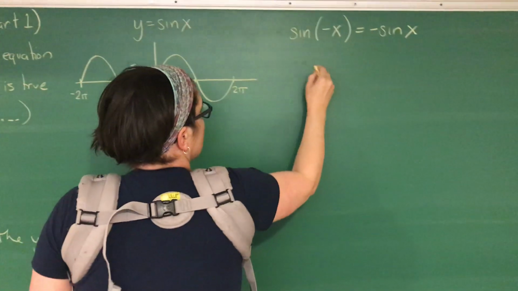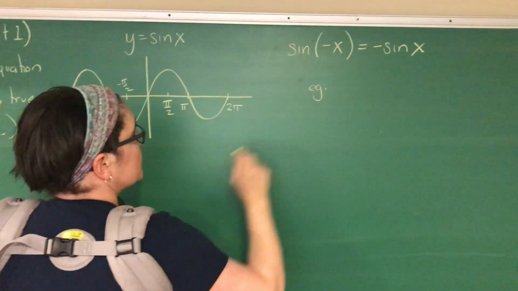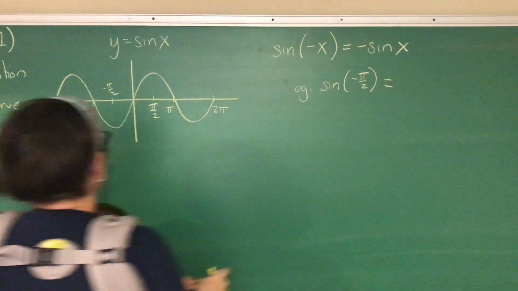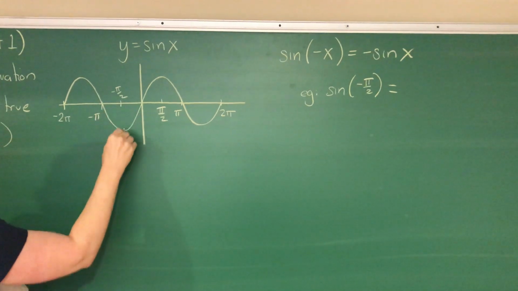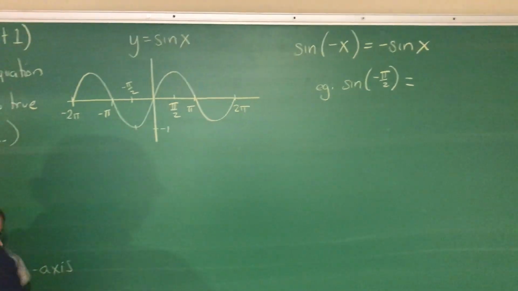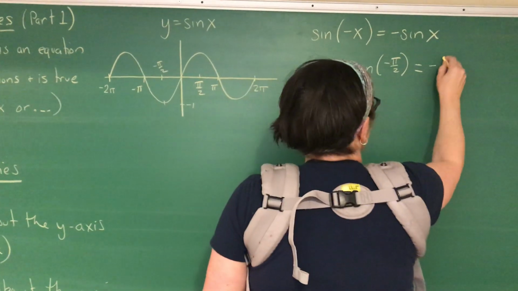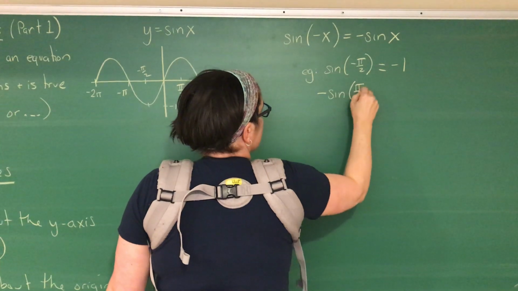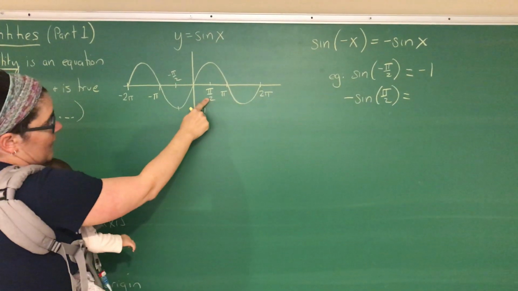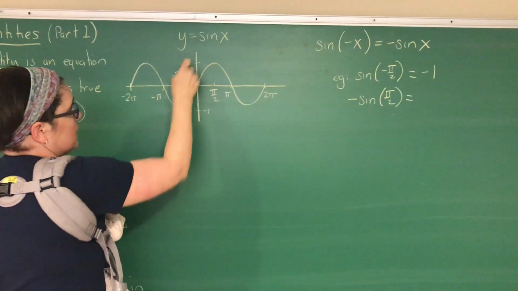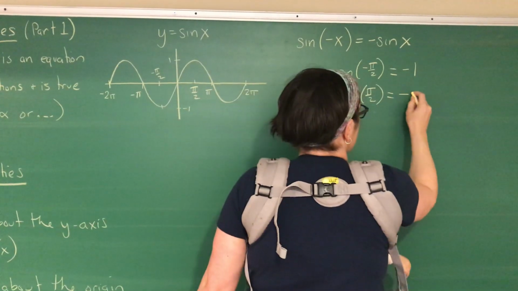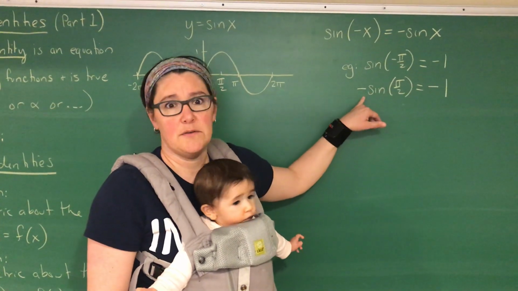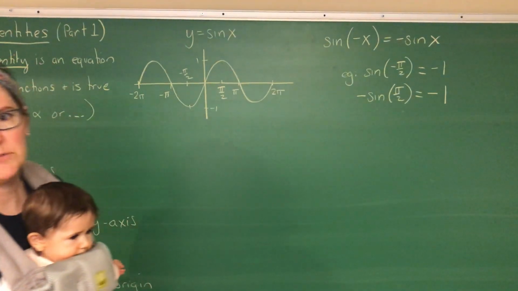So, for example, sine of negative pi over 2, here's negative pi over 2. The sine of negative pi over 2 is negative 1. And negative the sine of pi over 2, here's pi over 2, sine of pi over 2 is 1, so we have negative 1. So sine of negative x gives us the same value as negative sine of x, and that's true no matter what angle you plug in.